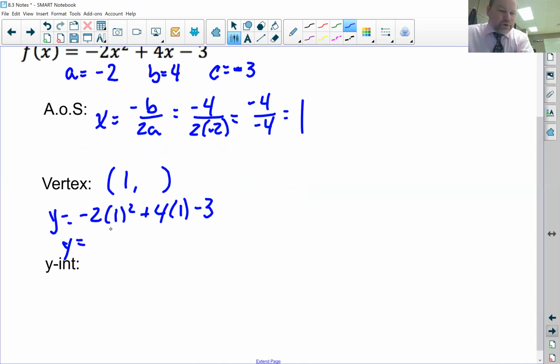So let's see, 1 squared is 1 times -2 is -2. 4 times 1 is 4. And then we have that -3. And if we simplify that, -2 plus 4 is 2. 2 minus 3 is -1. There's our vertex.